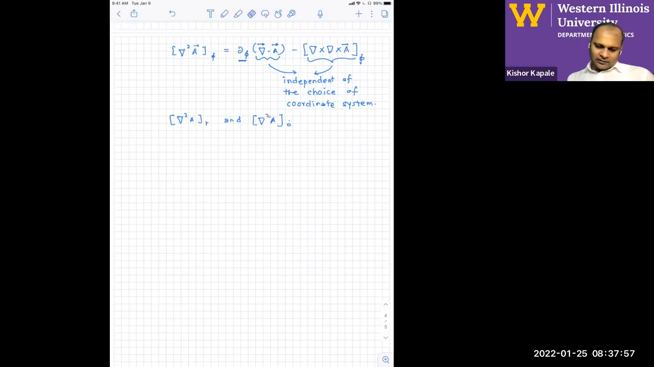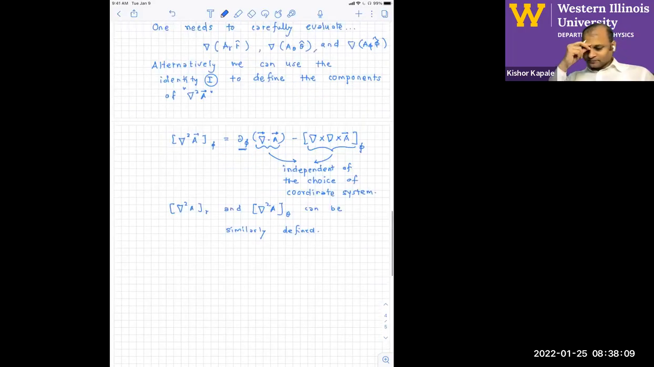can be similarly defined. So how do you do this? These quantities, if you know the vector field, you can use Cartesian coordinate system to evaluate these independent quantities, the quantities that don't depend on the choice of coordinate system.